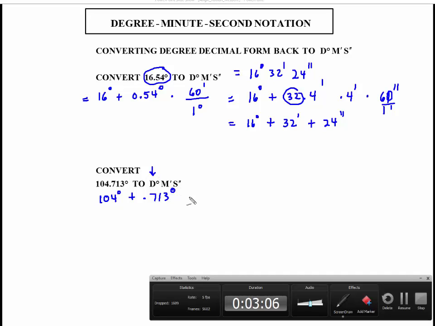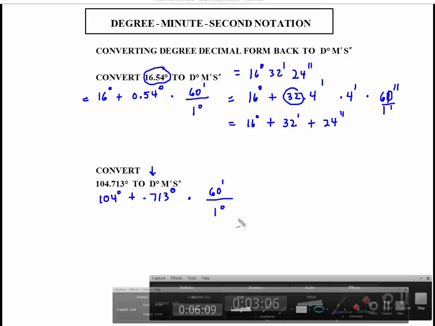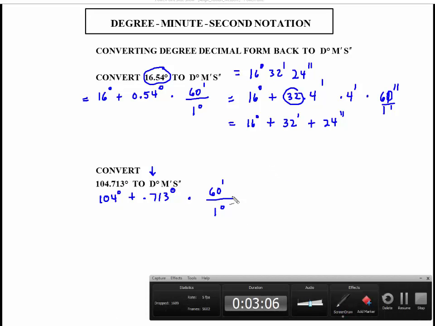And we want to change this to minutes. So we're going to go ahead and multiply this 1 degree for every 60 minutes. So let's pause and multiply 0.713 times 60 and see what we get. All right, I got 42.78 here. So we're going to say that this is equal to 104 degrees plus 42.78 minutes. Now again, we've got our minutes here, so we can write this as 104 degrees and 42 minutes.